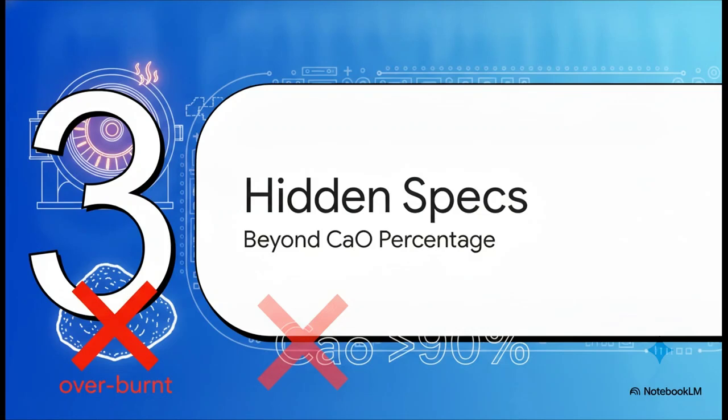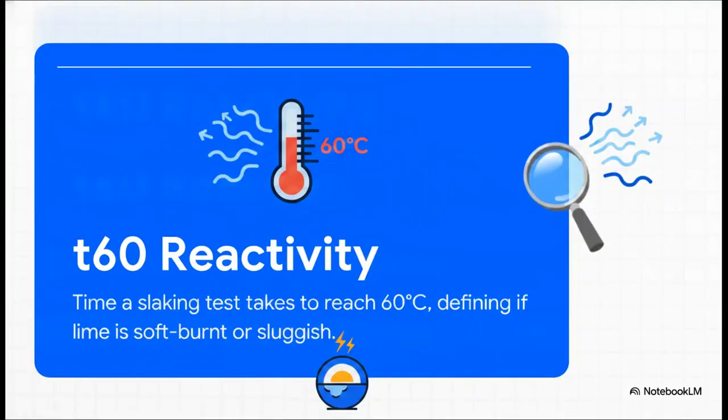Moving to Section 3, hidden specs. Why relying on CaO percentage alone is a mistake. All right, it's time to bust a major industry myth. So many buyers just slap CaO greater than 90% on a purchase order, send it off, and call it a day. But here's the thing.